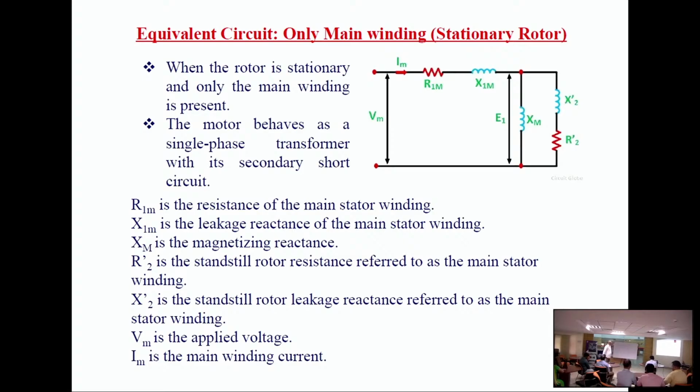The rotor quantities are now X2 dash and R2 dash. Get this concept clear: the rotor equivalent circuit. What is the rotor equation? Rotor induced EMF E2 is equal to the induced EMF, and I2, the current, is the induced EMF divided by the rotor impedance, R2 plus jX2. So this is at standstill.